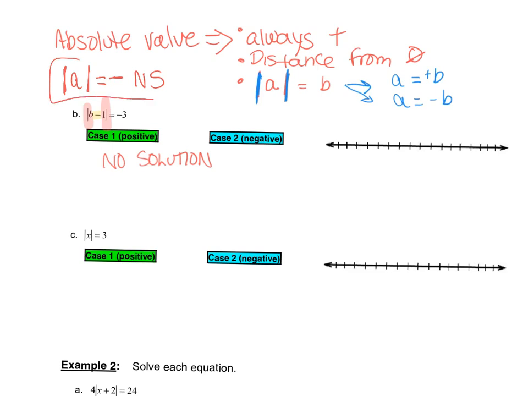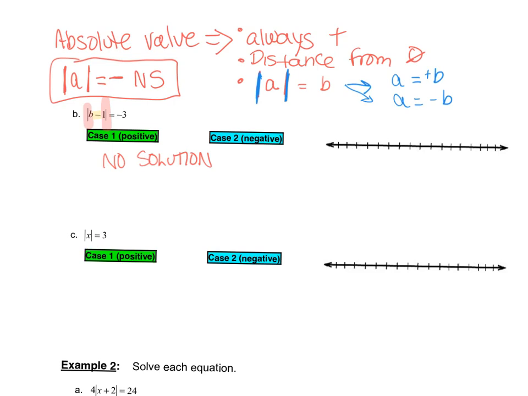You can't do that. The definition of absolute value is that it is always positive. And so if you're telling me from the original written work that the absolute value of something is a negative, you can't do it. There's no solution.